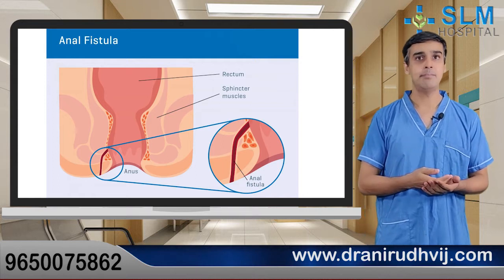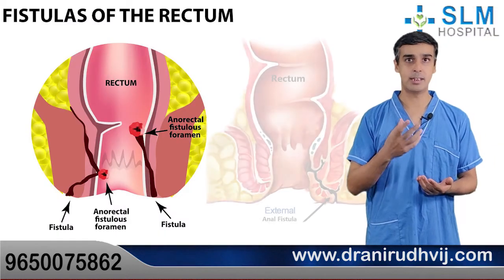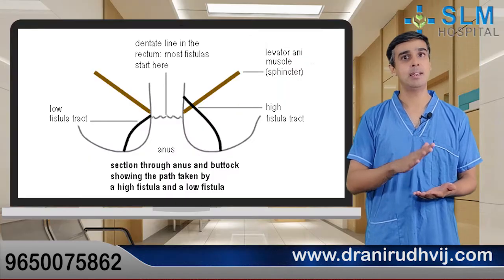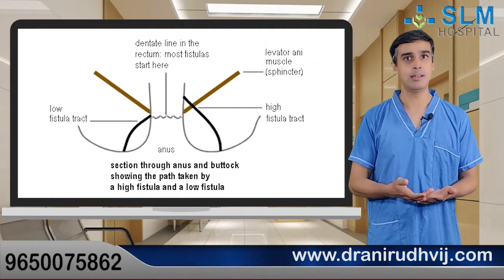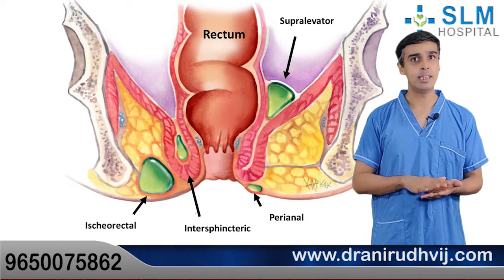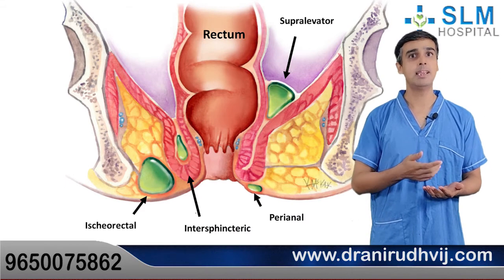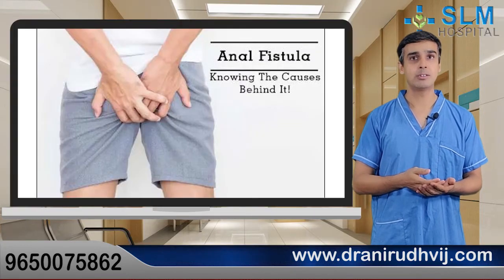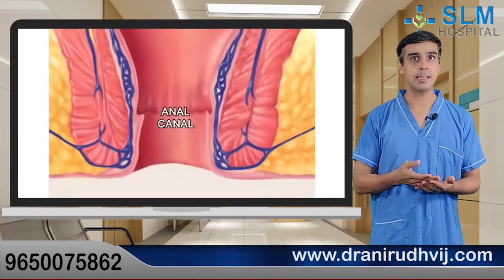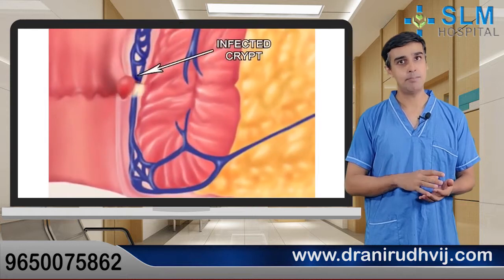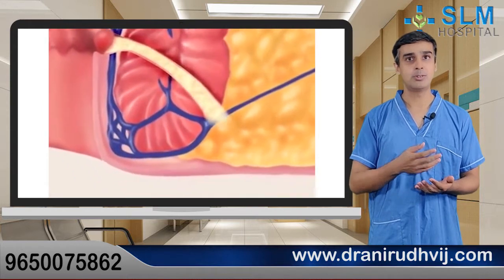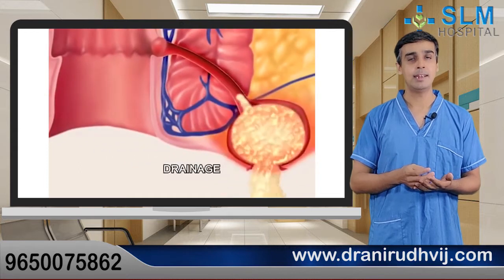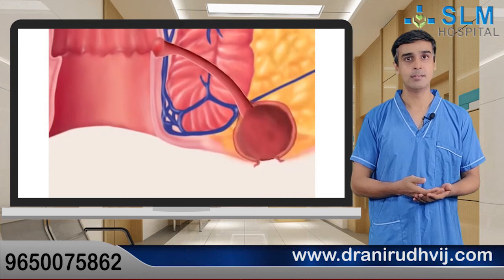A fistula can be either an internal or an external fistula. It can be simple or complex. It can be a low fistula or a high fistula. The most common location for a fistula is usually the perianal area, and it forms because of infection or abscess in an anal gland which ruptures outside, which leads to communication between the perianal skin and the anal gland.